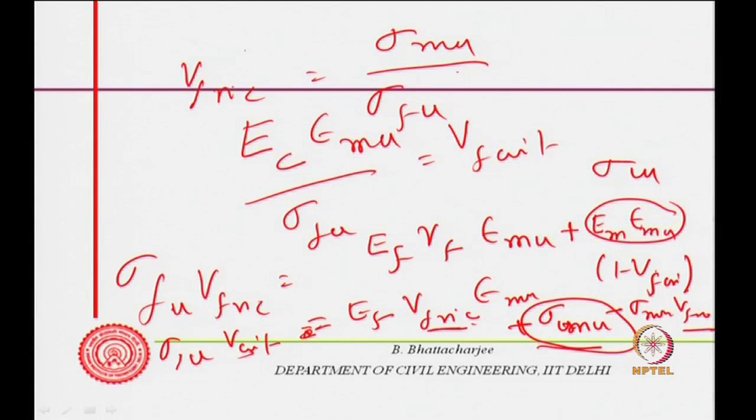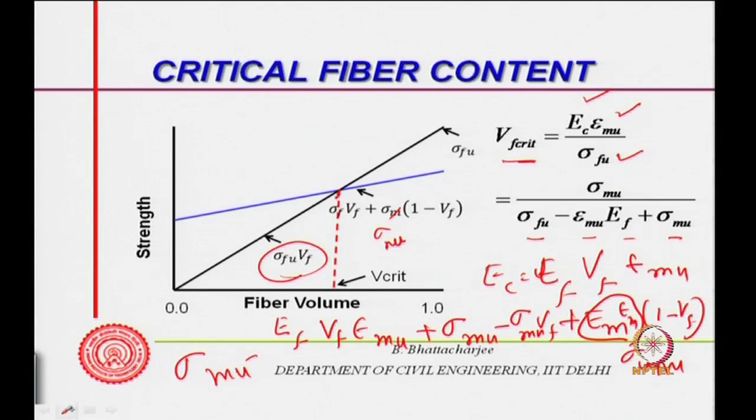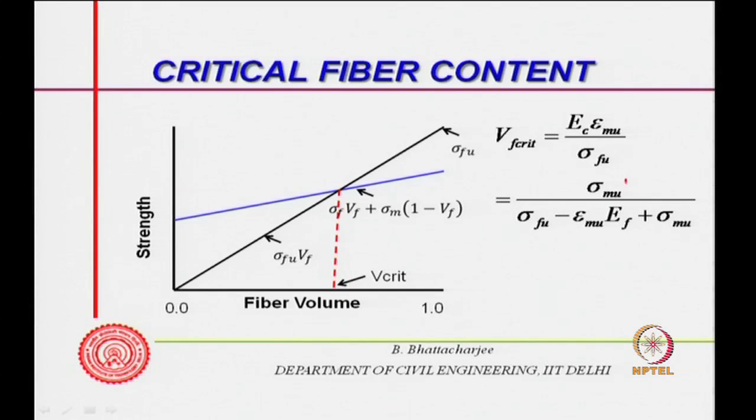So, I will get sigma fu V f crit equals sigma mu, minus E f epsilon mu, and then minus sigma mu. That is what my expression was: sigma mu divided by sigma fu, because V f crit comes on this side and V f crit comes on this side also. If you take all the terms on the left hand side, you will get only one term, which is sigma mu, that is E m into epsilon mu, and it will remain here. And for V f crit you can get an expression of this kind.